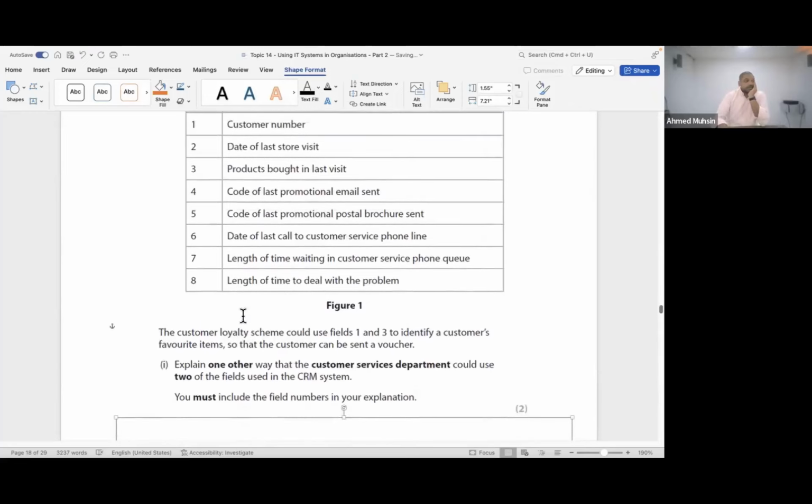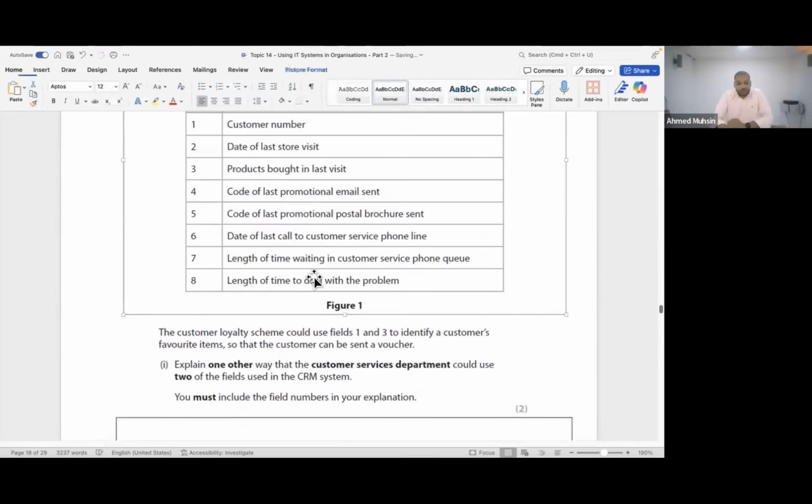Tell me numbers. Number 7 and 8 can be used. So number 7 will tell you the length of time waiting in customer service phone queue, and number 8 will tell you how long it took to deal with the problem. So how would you use that? Number 7 tells you how long they were on the call. Number 8 will tell you how long it took to solve the problem. So how would you use that information?